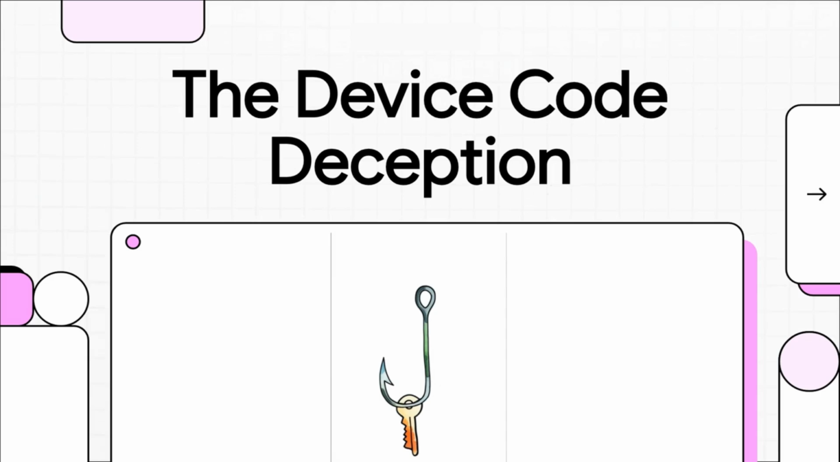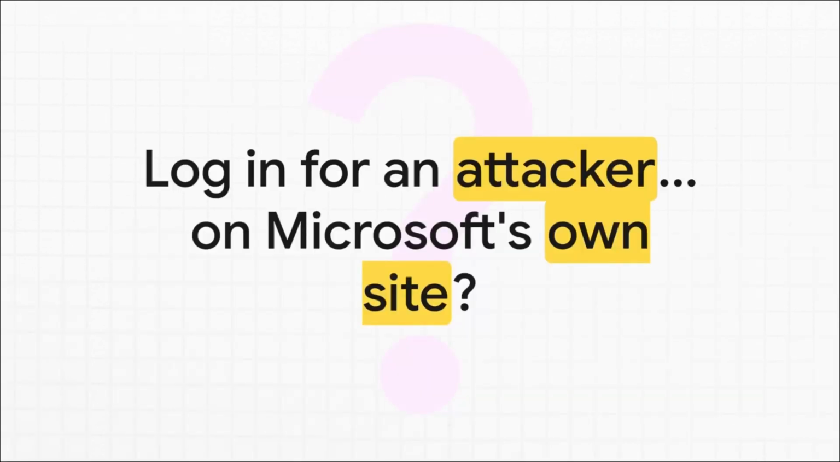All right, today we're going to peel back the layers on a really slick phishing attack. One that doesn't need a fake website, doesn't need to steal your password, but can still completely compromise your account. It's a method that takes a feature built for convenience and turns it into a weapon. Let's get into it. I mean, really think about that for a second.